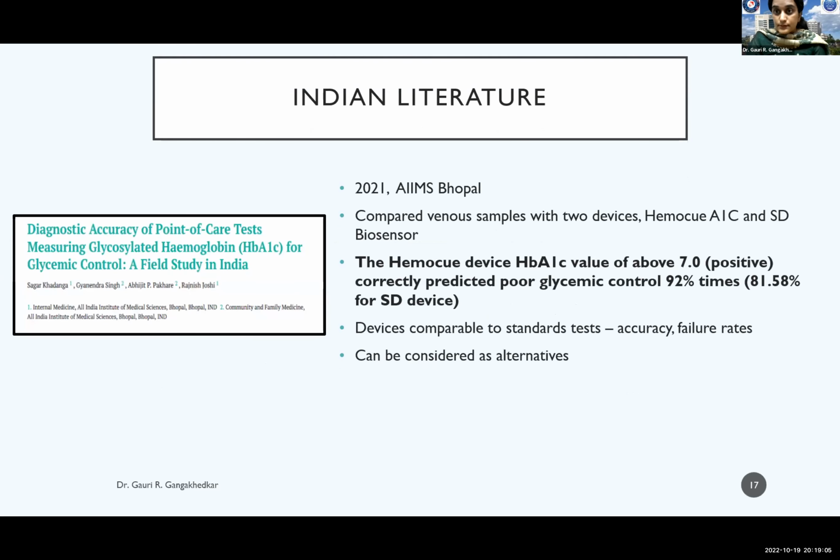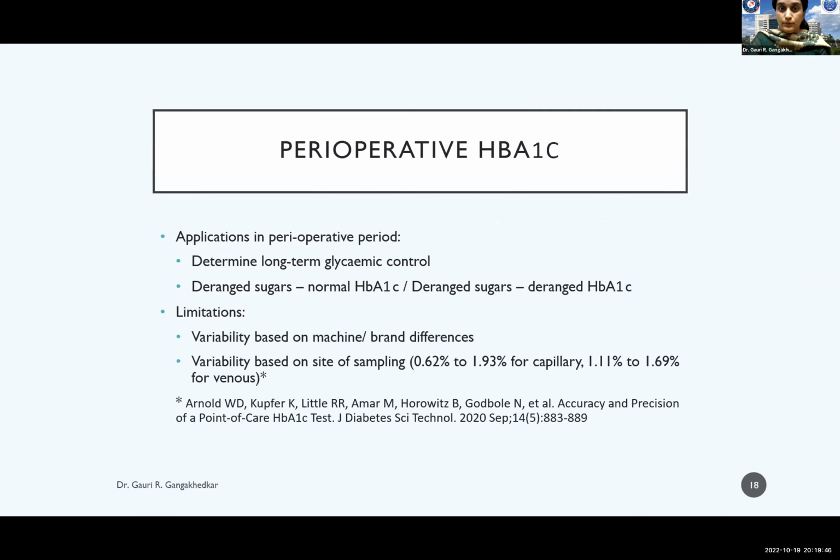What does the Indian literature say? So in 2021, AIIMS Bhopal carried out a study where they compared venous sample, that is the central lab testing, with 2 separate devices for HbA1c. What they found was that these devices were incredibly reliable with regards to predicting poor glycemic controls. The devices were also found to be comparable to standard tests in terms of accuracy. That is, the HbA1c values seem to correlate very well with the lab values. And thus, these authors, that is Kadanga et al., recommend that these tests can be considered as suitable alternatives for HbA1c testing on the whole.